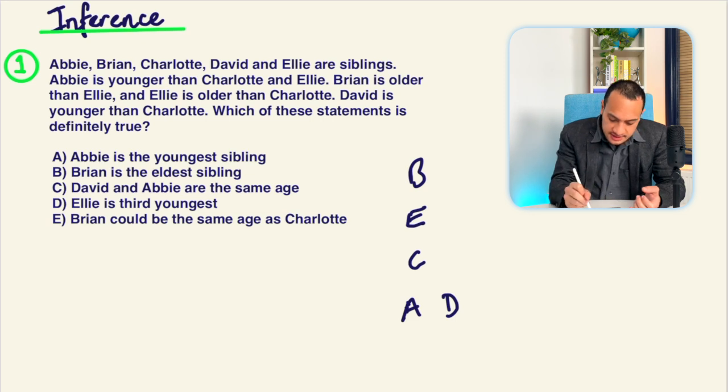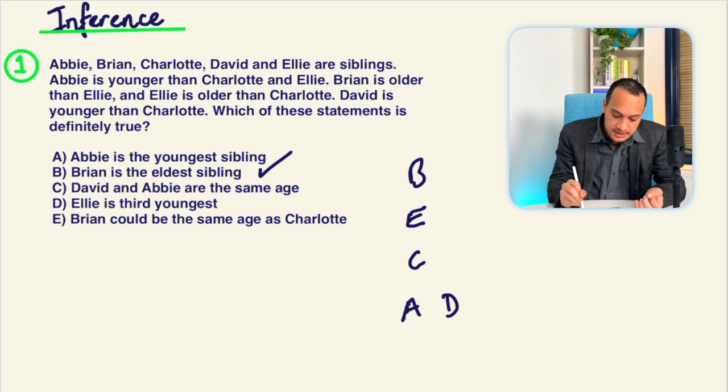So, if you notice here, it says which of these statements is definitely true, not might be true. And that's quite an important point. So, Abby is the younger sibling. That could be true, but it's not definitely true. Brian is the elder sibling. This is true. So that's going to be our statement. That's correct. David and Abby are the same age. We don't know that for certain, so it's not definitely true. It could be true.